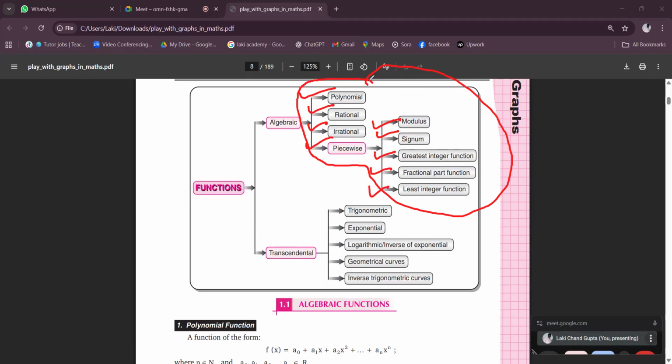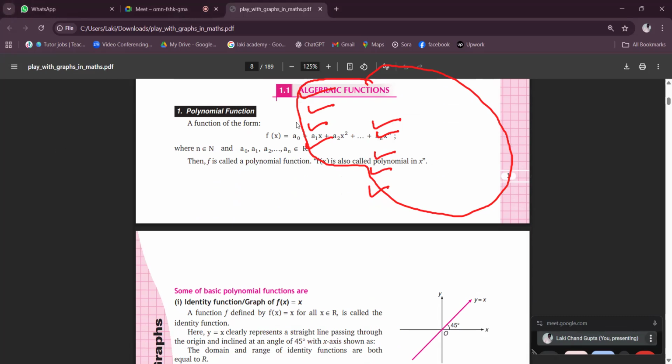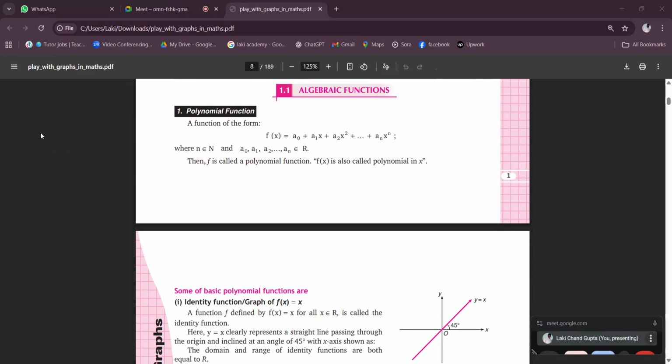How graph is shifting upward, downward, inverted. I will tell you one by one. So write first algebraic function. In algebraic function, you will learn polynomial function first.